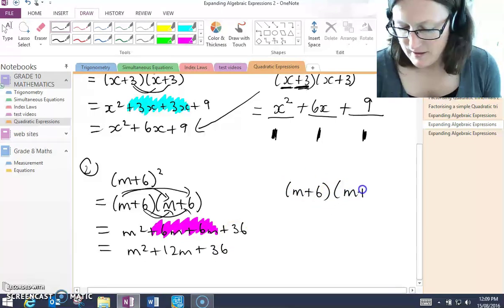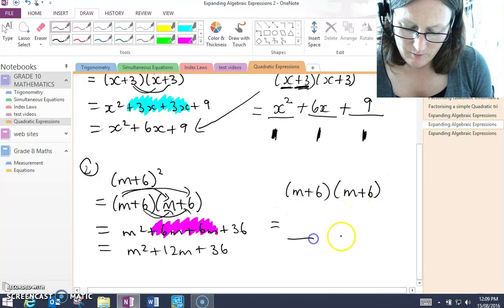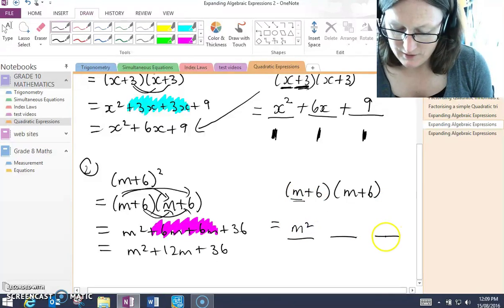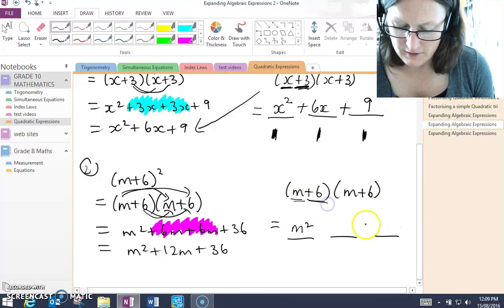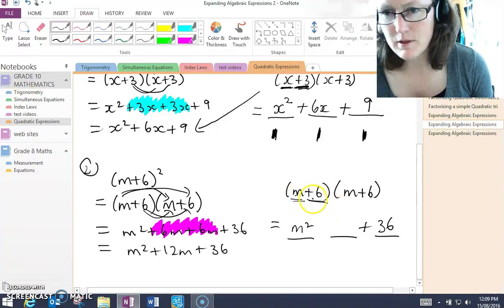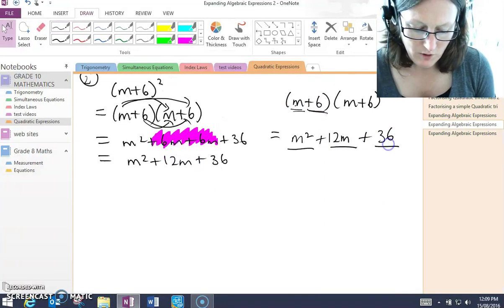So let's have a look at the quick way to do this. It's m plus 6, so what's in the brackets is exactly the same. We're going to end up with 3 terms. First term is the square of this, m squared. Last term is the square of this, 36. Middle term, multiply m by 6, which is 6m, double it, which is 12m.